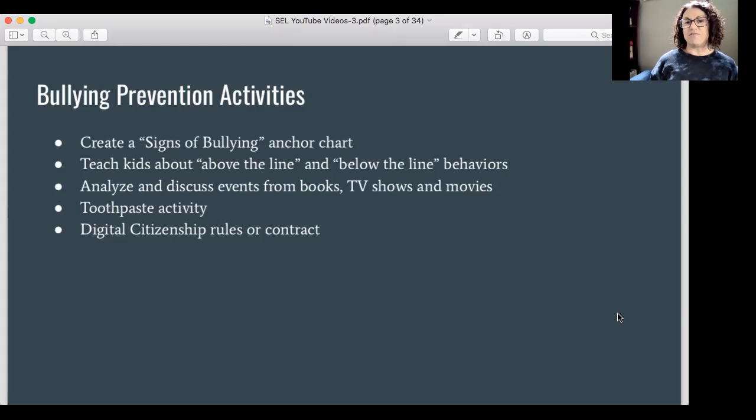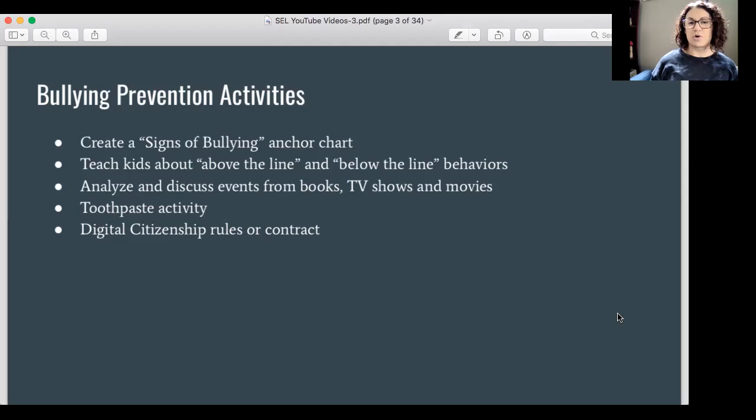And then below the line behaviors are the ones that are more negative, and if we're behaving in such a way, we're probably not going to want our teachers, our parents, our grandparents to see us behaving that way because we're more than likely going to get in trouble. So then list some of the above the line behaviors: helping out a friend, letting somebody come in front of them in the lunch line, or giving them our chair when they don't have any place to sit, things like that. And then below the line behaviors are those more aggressive, unwanted behaviors.